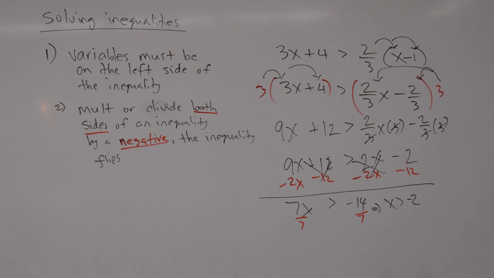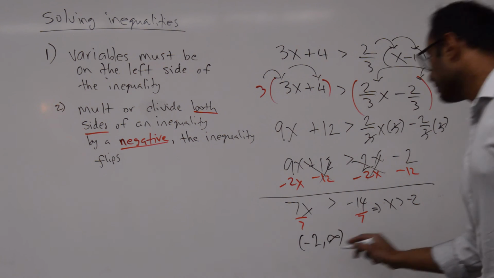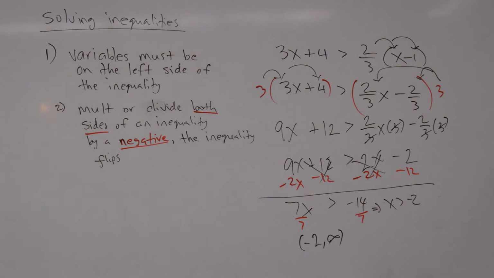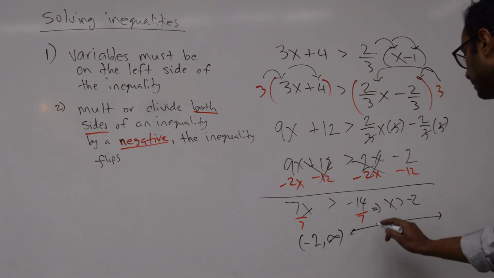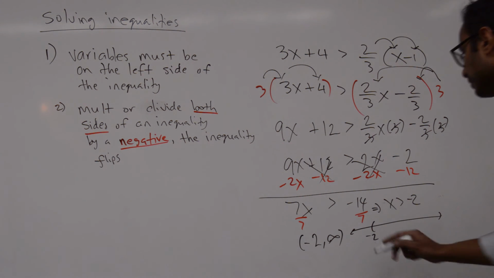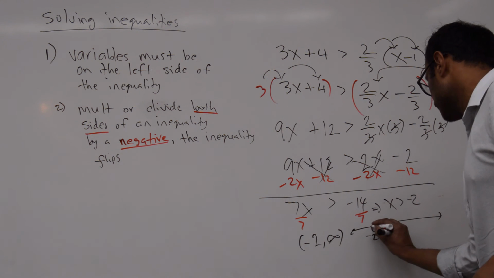Okay, now we're not done because we have to write this in interval notation, and we have to graph this. So what does that look like? You want all the values of x that are greater than negative 2, which means negative 2 is going to be the smallest value. So negative 2, and since the numbers are getting bigger and bigger and bigger, it's going to go towards infinity. The graph looks like this. We have a parentheses at negative 2, and since all the values of x are greater than negative 2, the graph is going to go towards infinity.